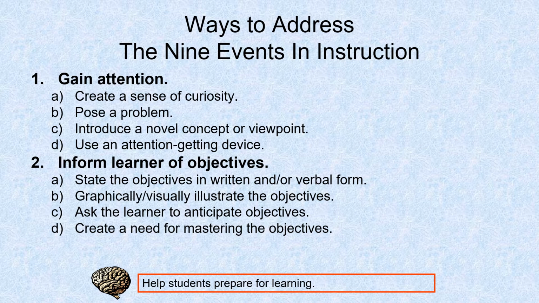Step 2, inform the learner of the objectives. Now you can do this in a number of ways. Some teachers will just state the objectives. In some cases, the teacher will also write or project onto the wall not only what the objectives are, but how these objectives relate to the standards. Some teachers will do this graphically or visually.